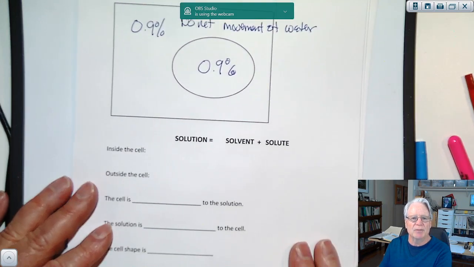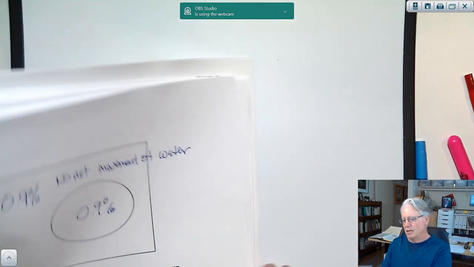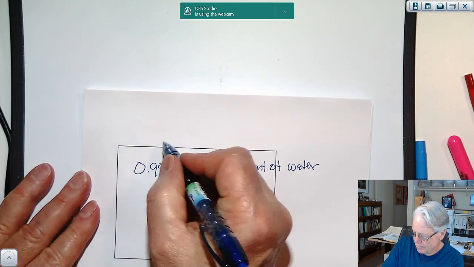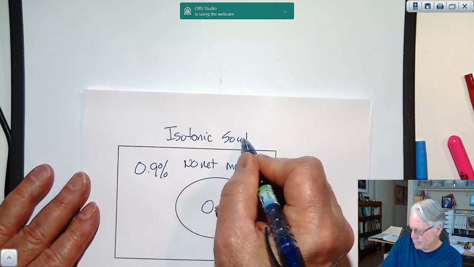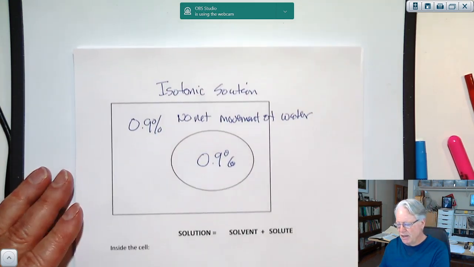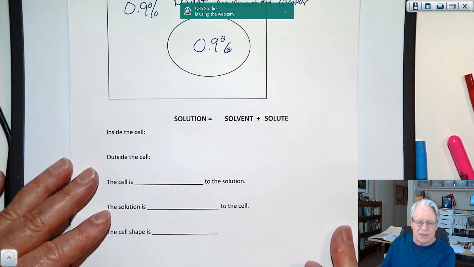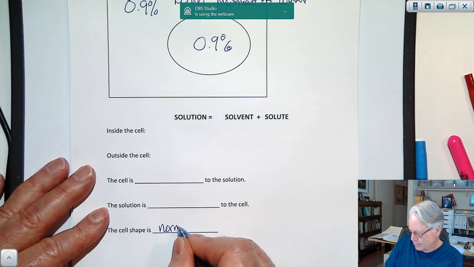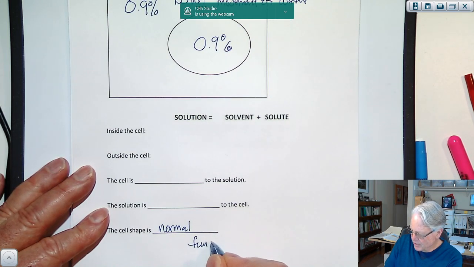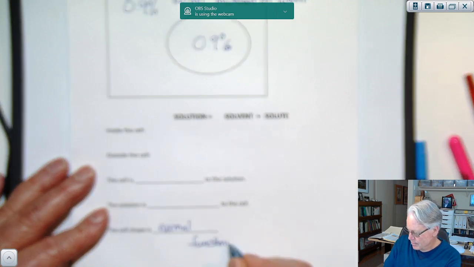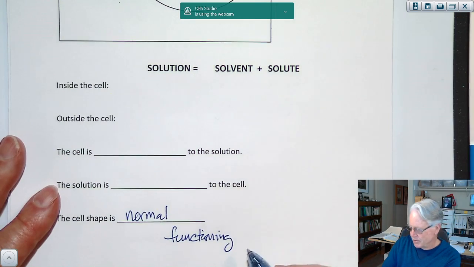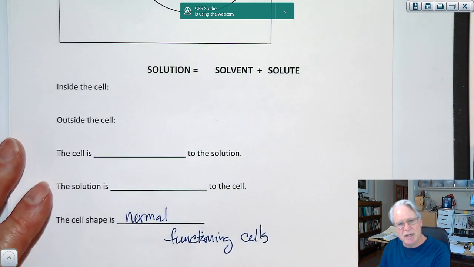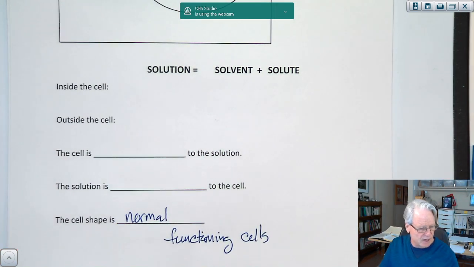And the cell shape will be, this is an isotonic solution, or physiological saline, if you will. Cell shape will be normal, and we'll have functioning cells. We will be able to maintain homeostasis in these conditions. Okay?